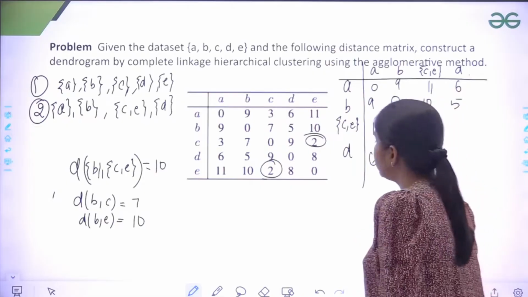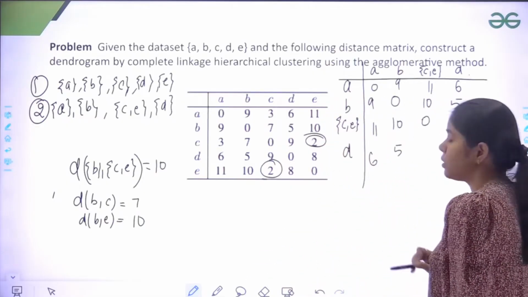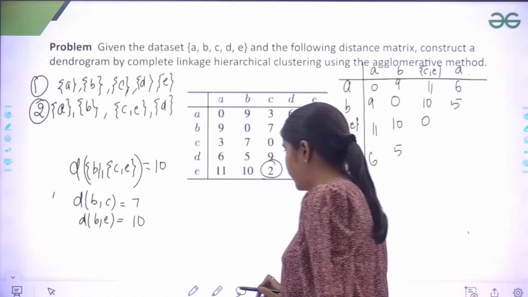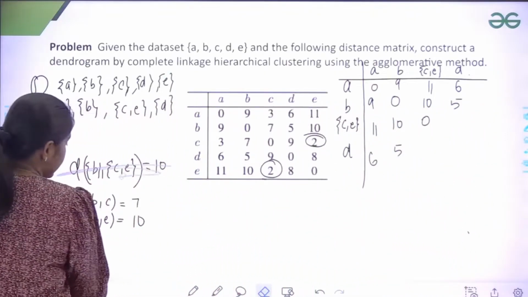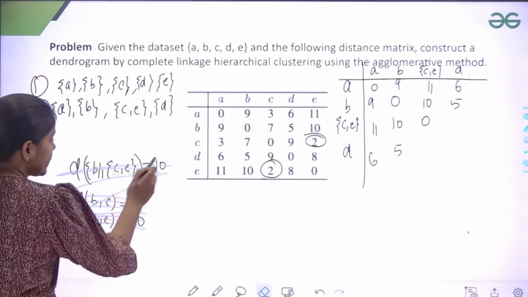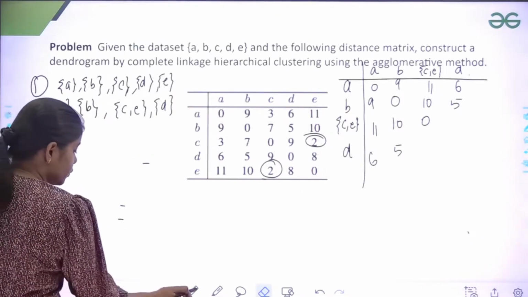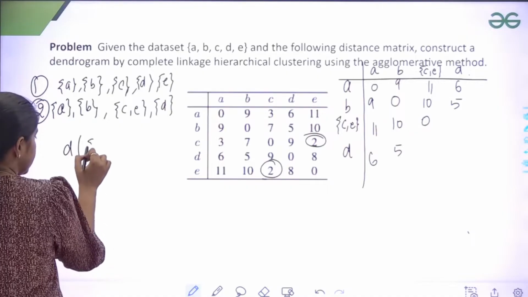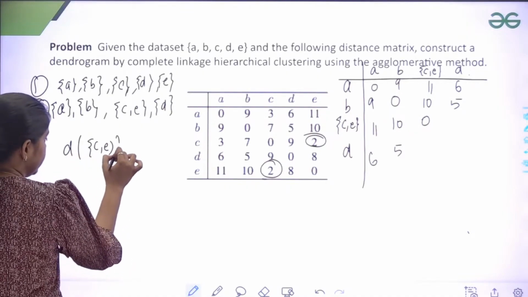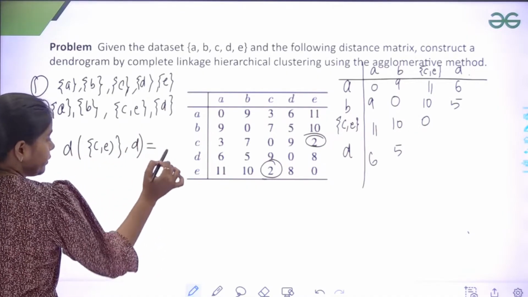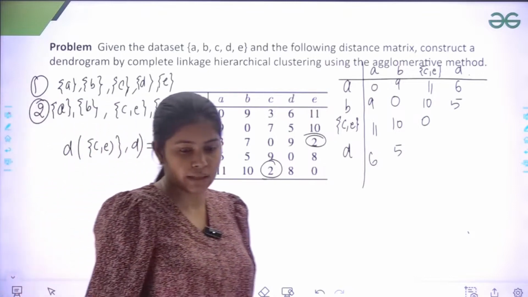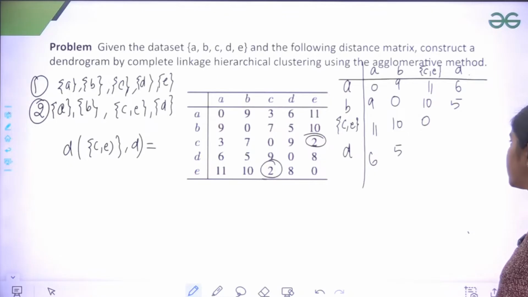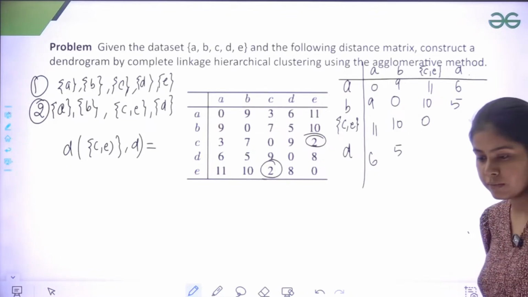Now I have to find the distance of C with C, which would be 0, obviously, the same cluster. I have to find the distance of C with D. Next, guys, if anybody is facing any confusion, just let me know. The distance of C comma E with D: just tell me by yourself, what is the distance of C comma E with D? Guys, let me know the distance. Just solve it by yourself.